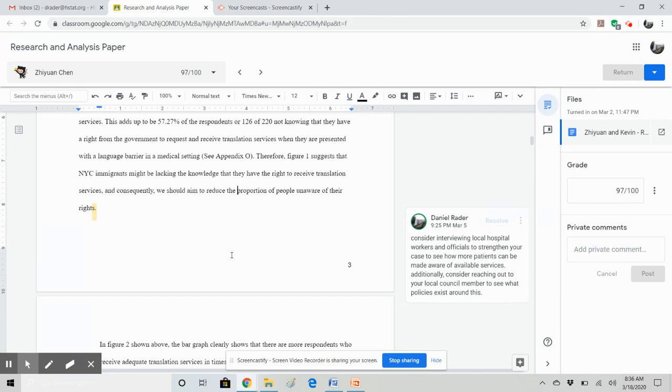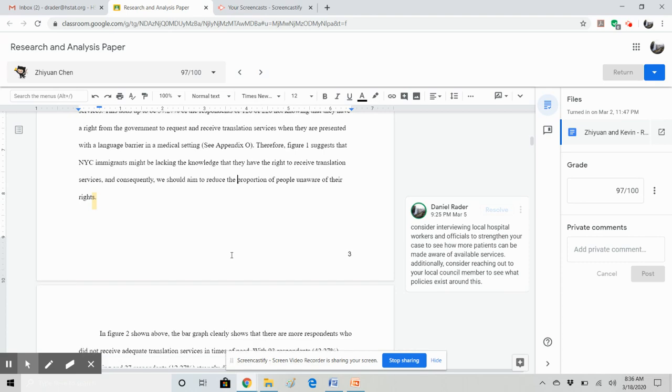workers and officials who would actually be able to kind of comment on how well the translation services are actually going for people in their neighborhoods, and also to reach out to a local council member to see what are some regulations that are taking place in hospitals, in primary care physician offices, so on and so forth.